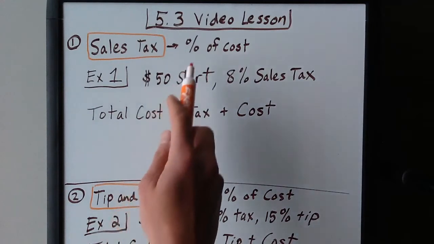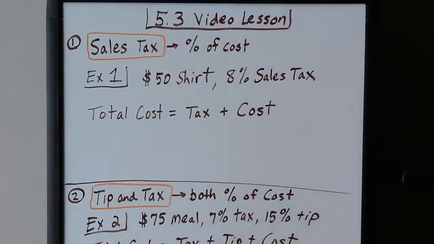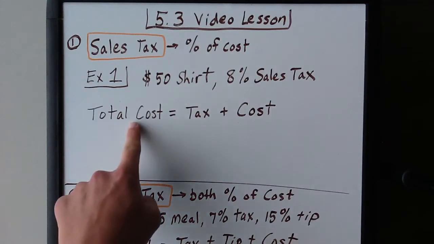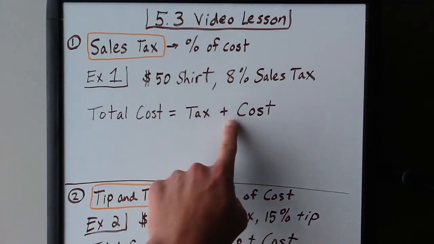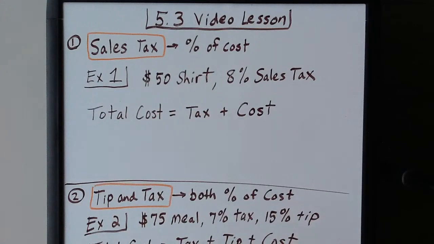Sales tax is a percentage of the cost. So let's take example number one. Let's say you buy a $50 shirt and there is an 8% sales tax. So to find the total cost that you'll pay to buy that shirt, including the tax, the total cost will be the tax plus the cost. Okay, so let's first find the tax.